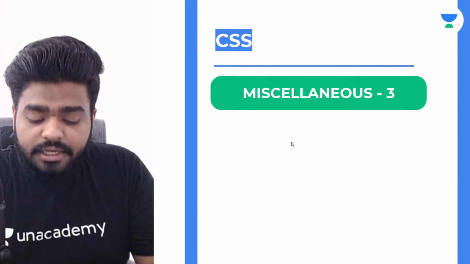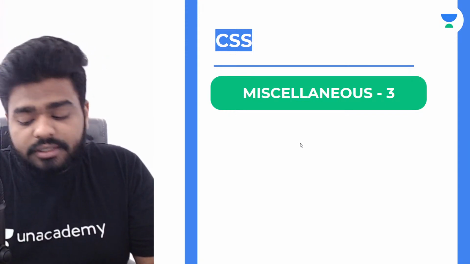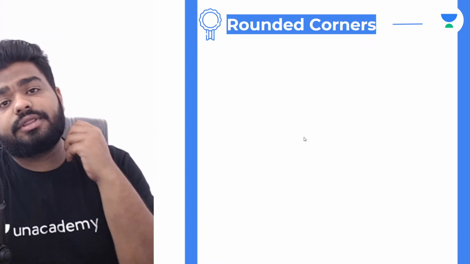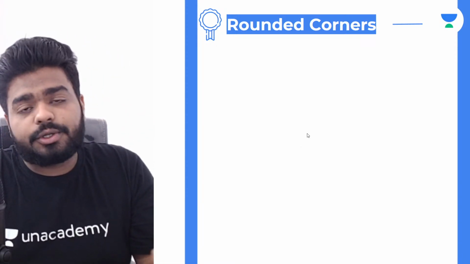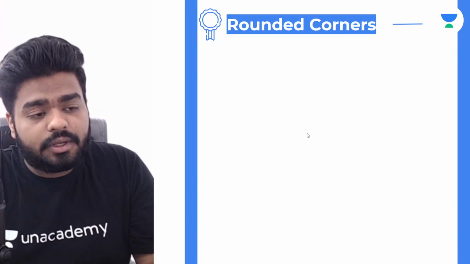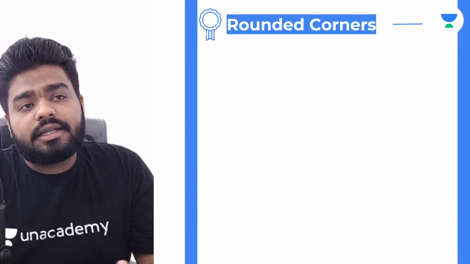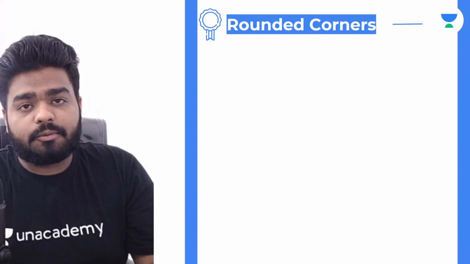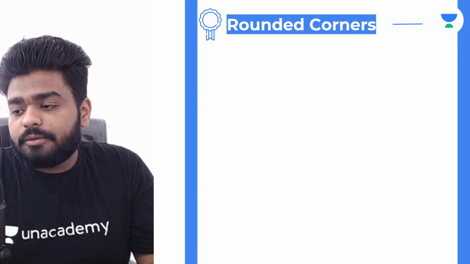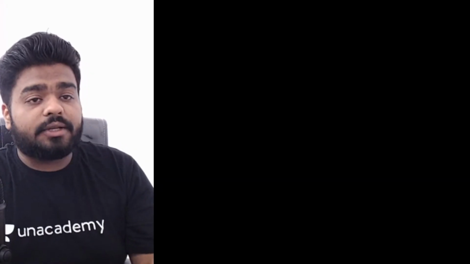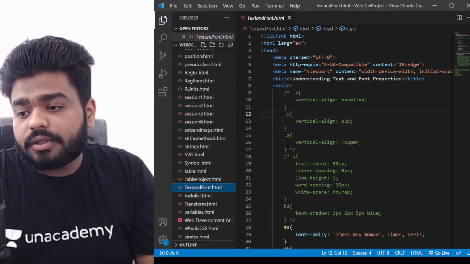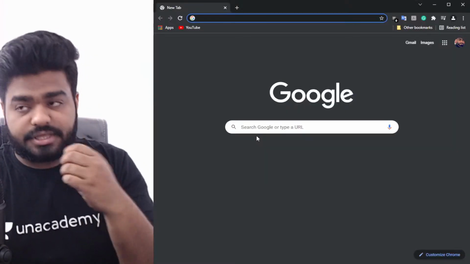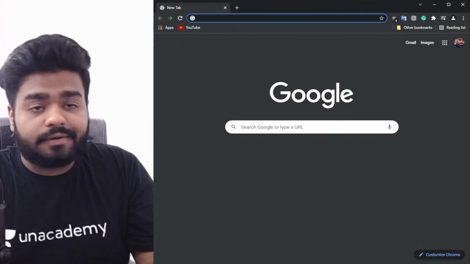Now in miscellaneous part 3, what are the topics we are going to cover? First of all, we are going to see rounded corners, because these are some advanced topics and we have not used them in our web pages till now. We have created so many things using HTML, CSS, JavaScript, but we have never used these things which I'm going to teach you right now. So let me open Visual Studio Code so that you can see it, and I'll also open a Chrome browser so that you can see the output of whatever code we write.